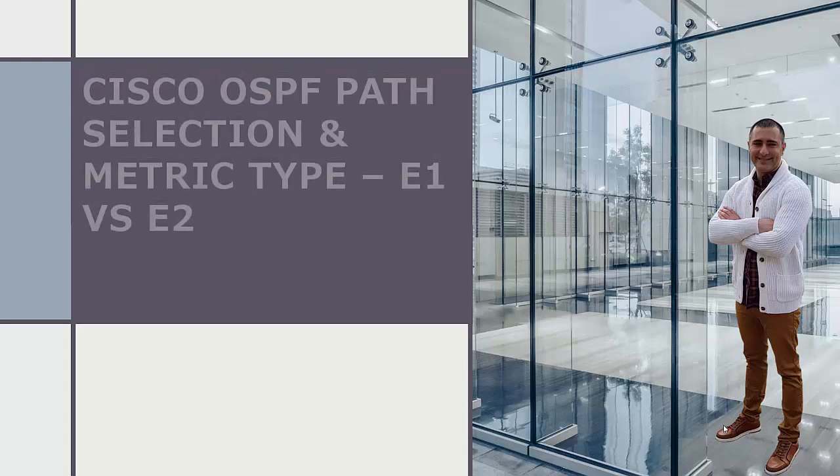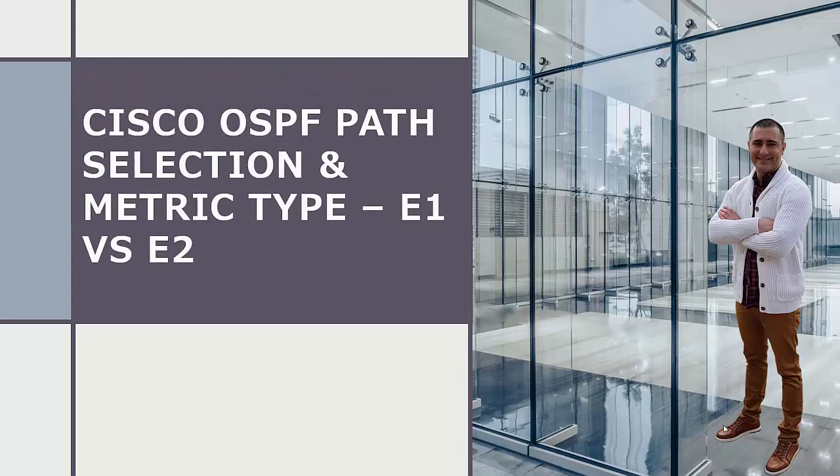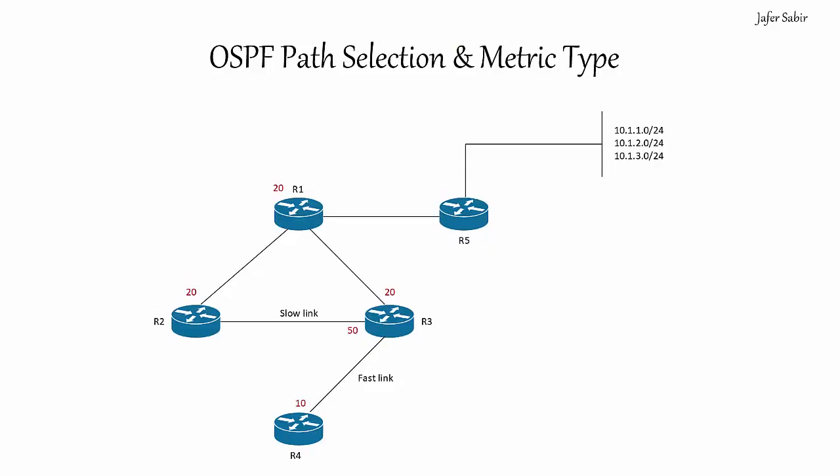Hi guys, this video is on OSPF metric types for routes redistributed into OSPF and how we can configure OSPF to dictate which path to use to reach those networks. Looking at the diagram in front, we have five routers: router 1, router 2, router 3, router 4 and router 5. Routers R1 to R4 are all using OSPF and exchanging OSPF LSAs, which are link state advertisements.